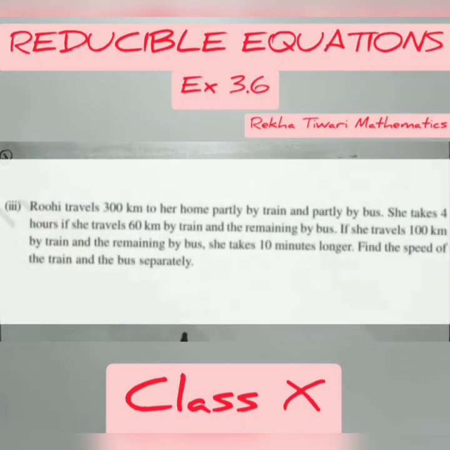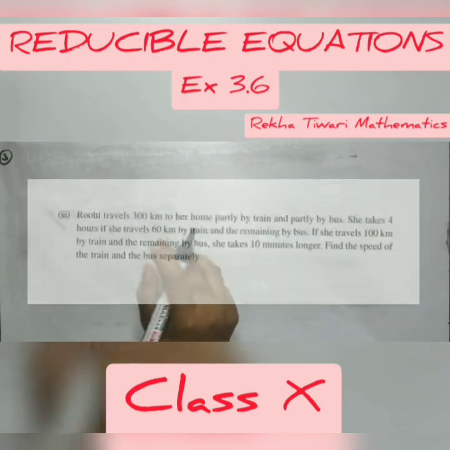Last part, third part is, Ruhi travels 300 km to her home, partially by train and partially by bus. So Ruhi has to travel 300 km. She has covered some distance by bus and some distance by train. Condition: she takes 4 hours if she travels 60 km by train and the remaining by bus. And if she travels 100 km by train and the remaining by bus, she takes 10 minutes longer. Find the speed of the train and the bus.